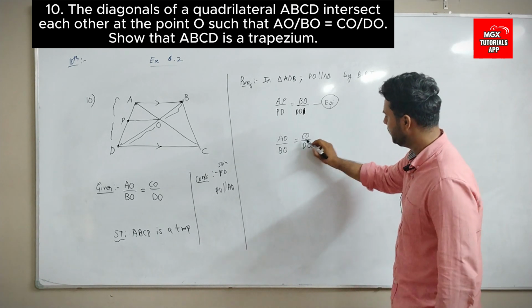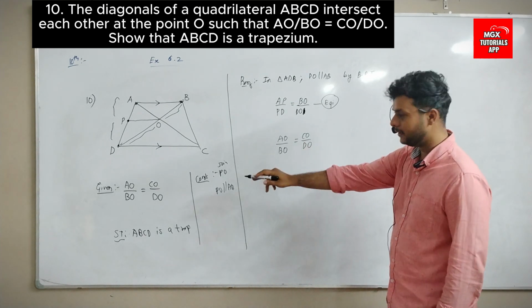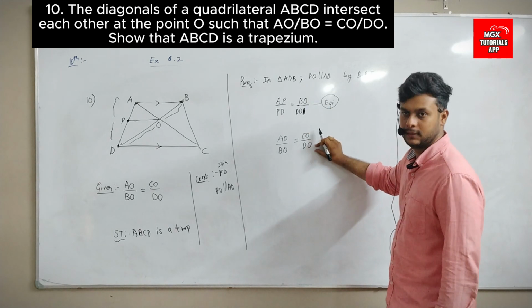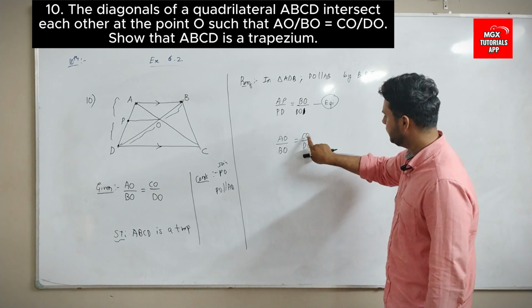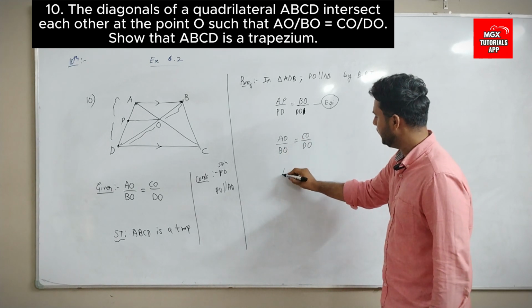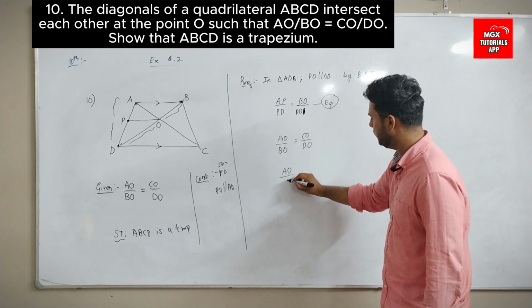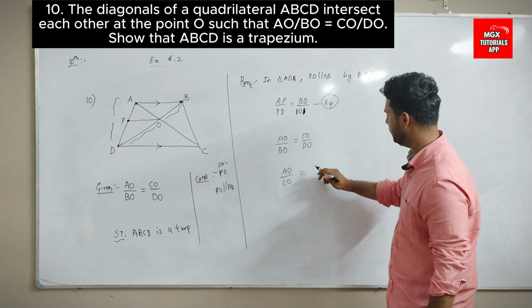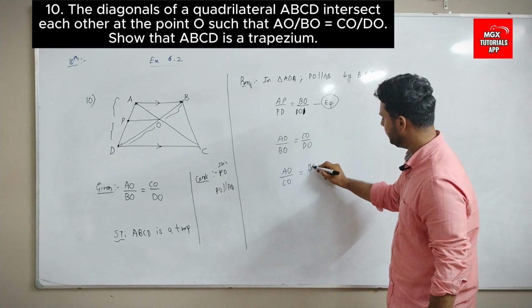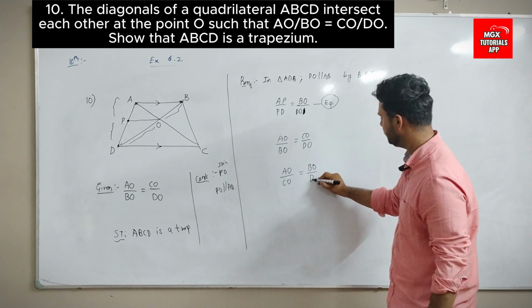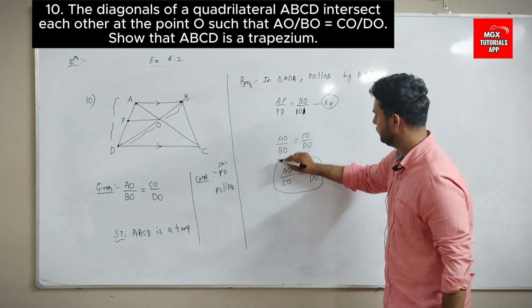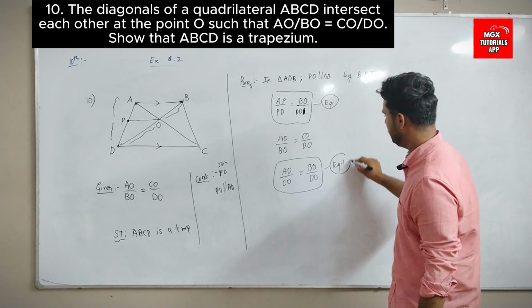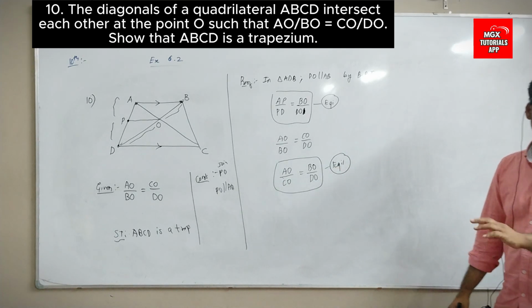See here, if I send this BO here, this will become BO by DO, which is not working. So I will send this side, so AO by CO will come here. I am trying to match this and this now. So BO will come here, BO by DO. Match them. See properly. Equation 2. Both are matched. So only he gave that.